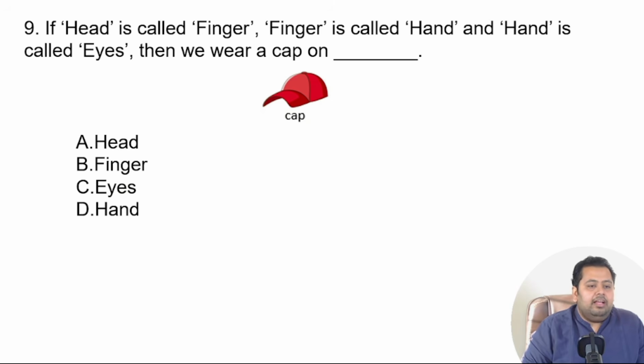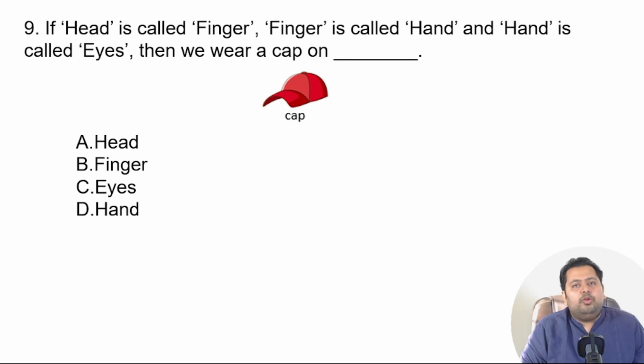Right? If head is called finger, finger is called hand, and hand is called eyes, then we wear a cap on dash. Again, there are four options: head, finger, eyes, and hand. Do remember, head is called finger, finger is called hand, hand is called eyes. Before answering the question, again, I'm going to run a timer of 3 seconds. You pause the video, solve the question, and we meet the other side.